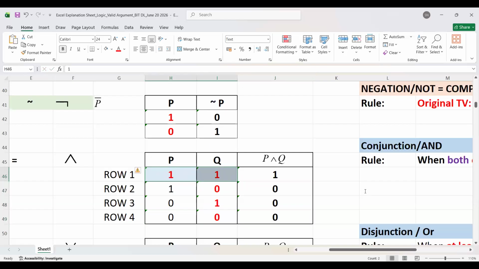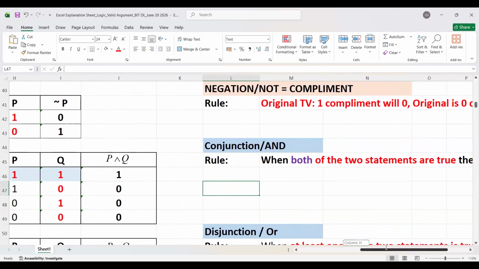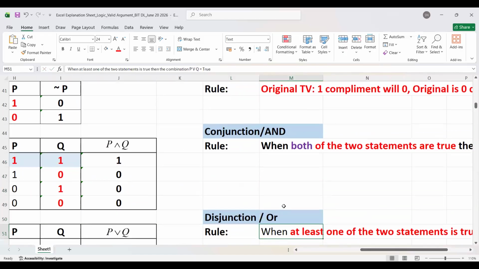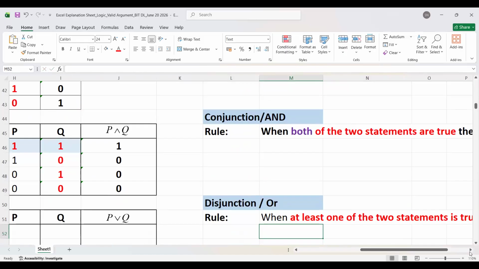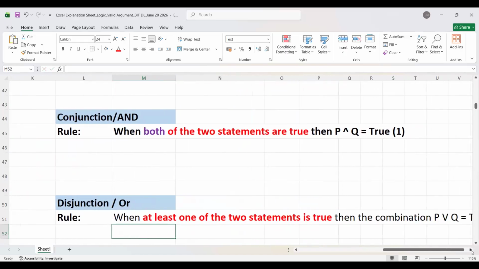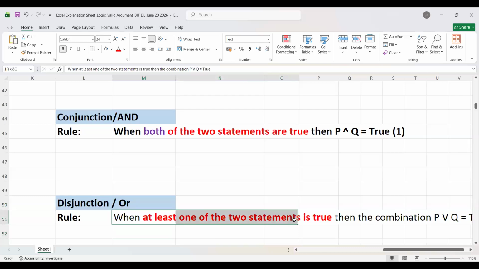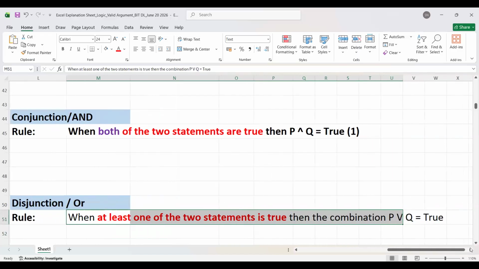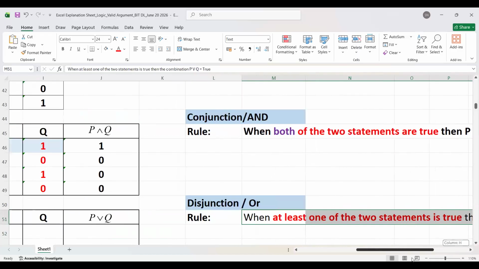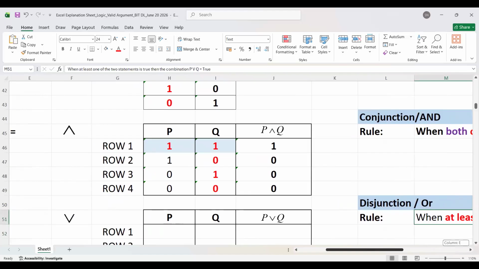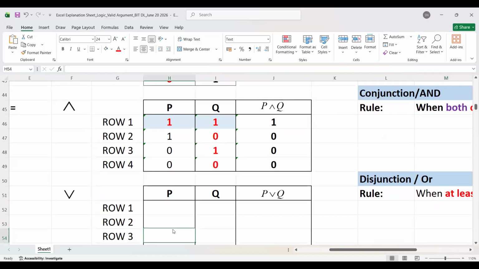Now let's come to the third connective, the connective or. The best way to remember or is the word "at least." If you're familiar with mathematics, "at least" means one or more. So when you're joining two statements with or, when at least one of the two statements you are joining is true, then the combination P or Q is true, at least one. Okay? So again, unlike and, where both must be true, for this one, at least one must be true.